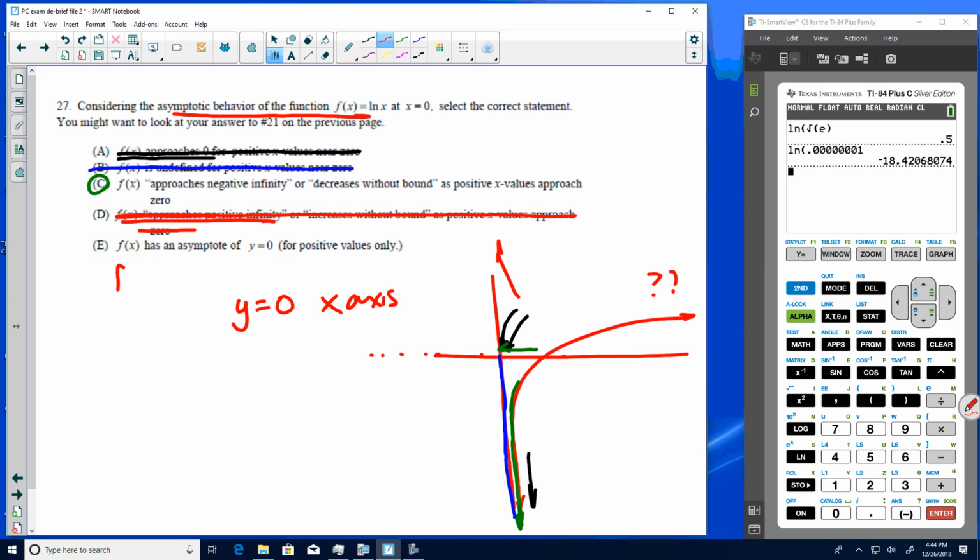If it said f of x has an asymptote of x is equal to 0, that might be plausible, right? Because this is the line x is equal to 0. But that's not what it said, so that's out. Choice was C.